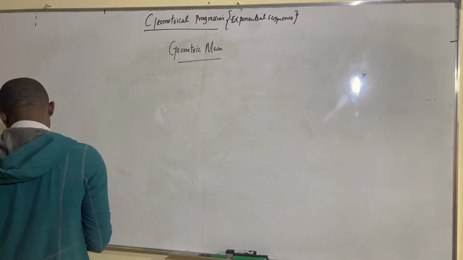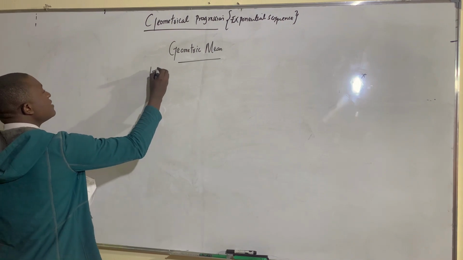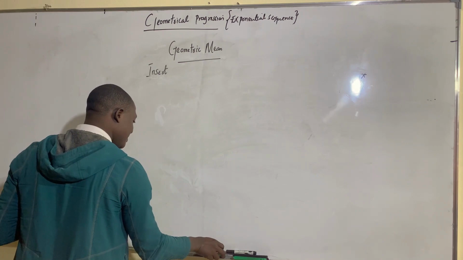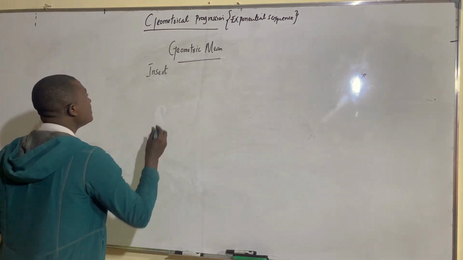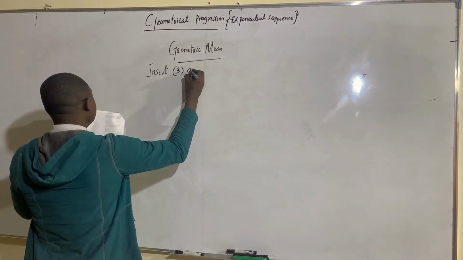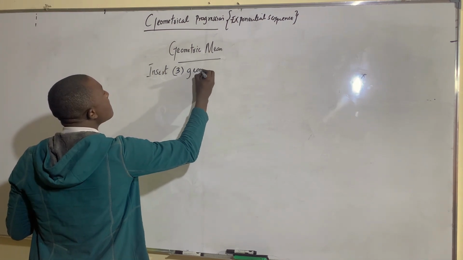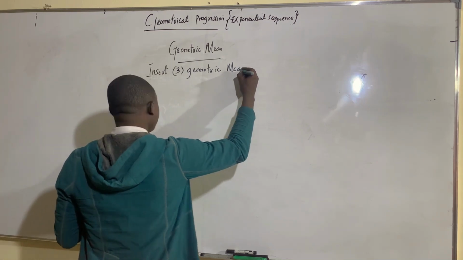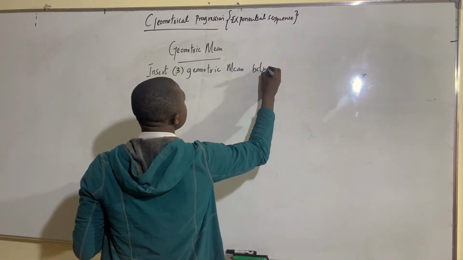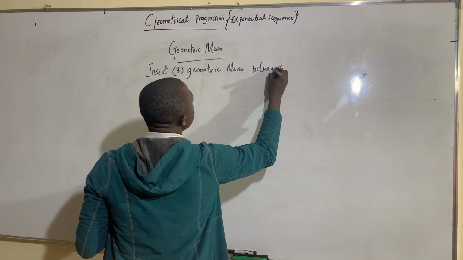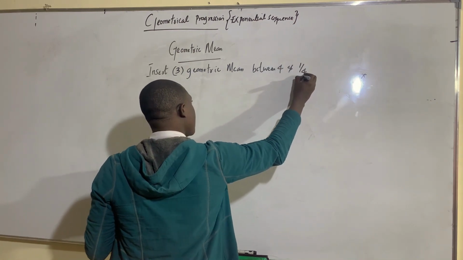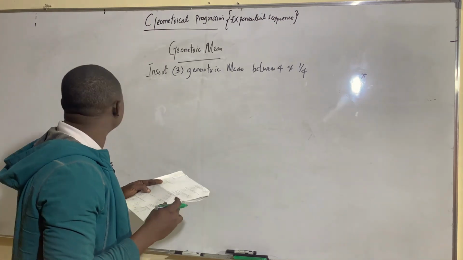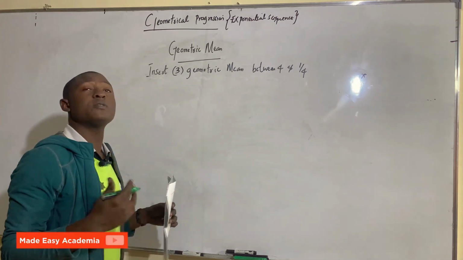They said, insert 3 geometric mean between 4 and 1/4. I hope you can see my handwriting. Don't mind my handwriting. So now this is a problem. We have to insert 3 geometric means between 4 and 1/4.